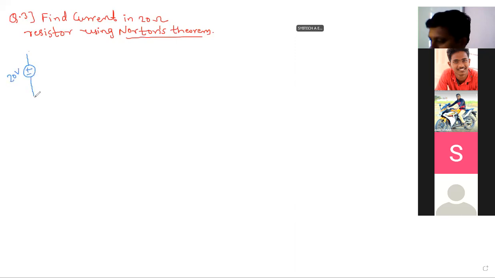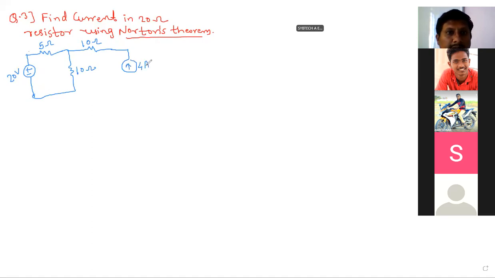So this is 20 volt. This is the 5 ohm. This is the 10 ohm, and this is also 10 ohm. This is the current source, 4 ampere, and this will be the 20 ohm resistor. The 20 ohm resistor is connected here. We have to find out the current passing through this 20 ohm.